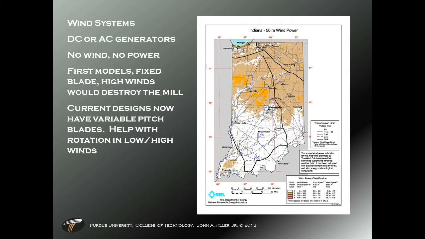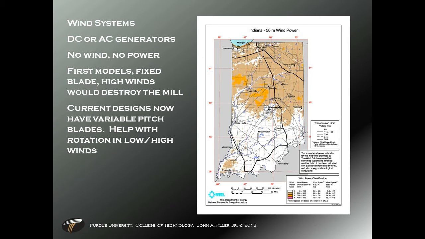Okay, so the National Renewable Energy Lab has a map that is a wind system. It talks about potential wind power across an area. Wind systems are AC/DC generators. The problem that they have is that there's no wind, no power. First models, and when we're talking about first models, this book reaches all the way back into pioneerish days. Fixed blades, high winds destroy the mill. They're even talking about mechanically using it just to pump water. So they're really reaching back a long time ago.